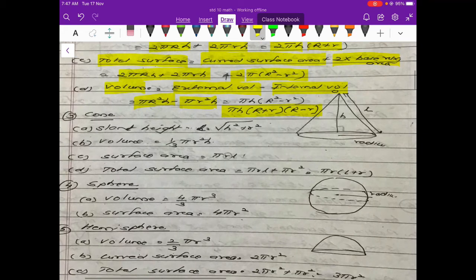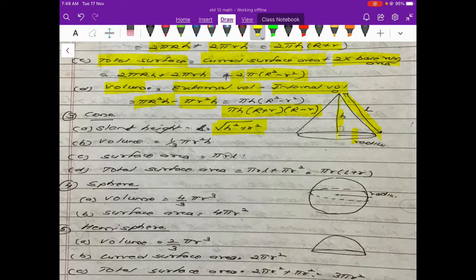Then comes the cone. In a cone we have two heights. One is the normal height, which is the vertical height, and one is a slanting height, or a height which is inclined. Now the slant height is given as L. Now remember, this is a right angle triangle, so L actually becomes the hypotenuse. So by Pythagoras, h² + r² = L², or in other words, L is the square root of h² + r².